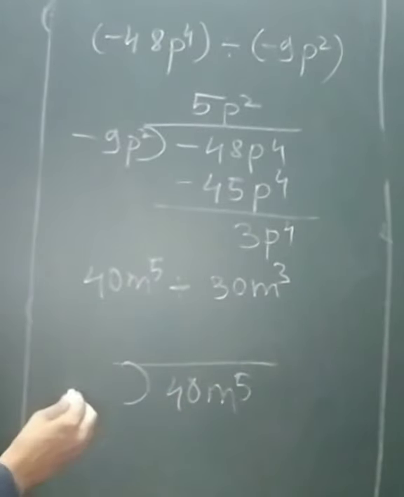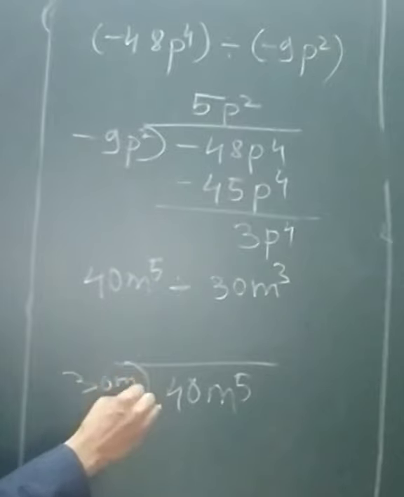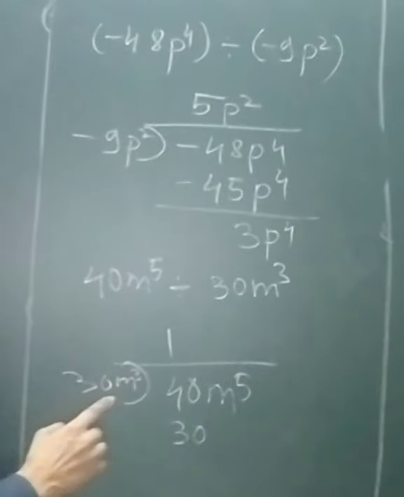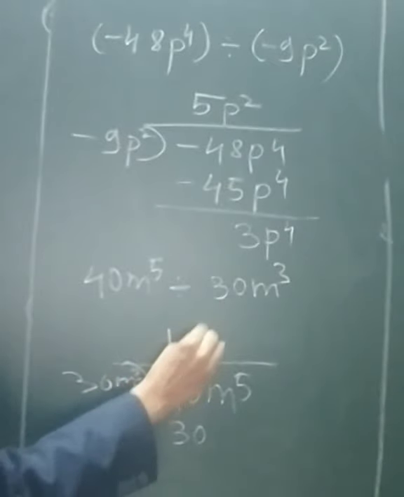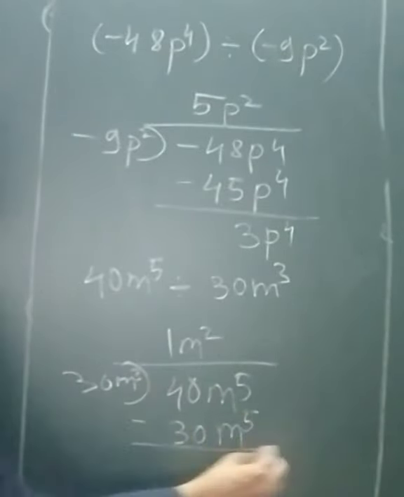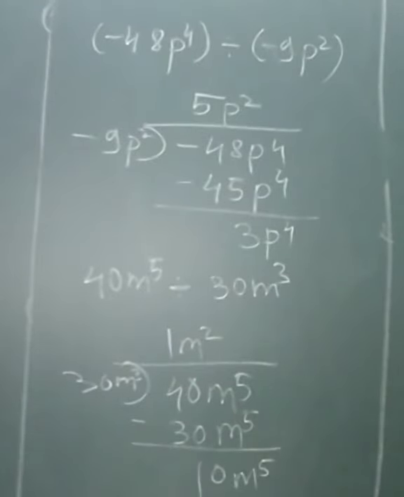40m raised to 5 and here 30m raised to 3. Now 30 ones are 30 and m raised to 3 means we need m square. Here m raised to 5. Your remainder is 10m raised to 5. Got it? So that's it for today. No, we have more questions. So you can pause the video, note down and then solve the next few questions.